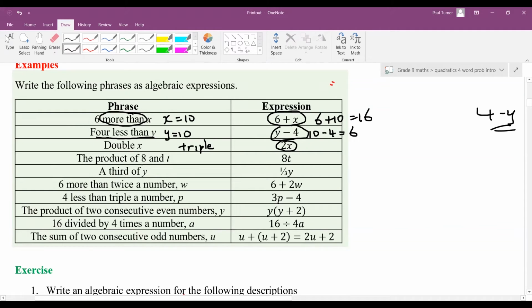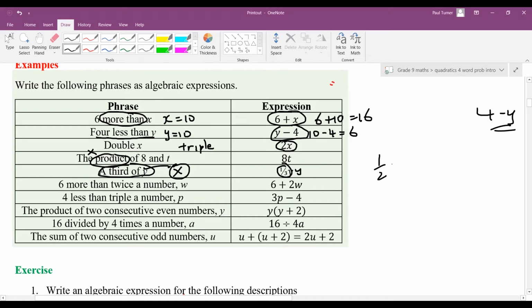So the product of 8 and t, well, product refers to multiply. So the product of 8 and t is 8 times t. And we don't normally put the multiplication sign, we just write 8t. It means multiply. A third of y. So a third of y. So this means multiply. Whenever you see "of" in maths, it normally means multiply most of the time.